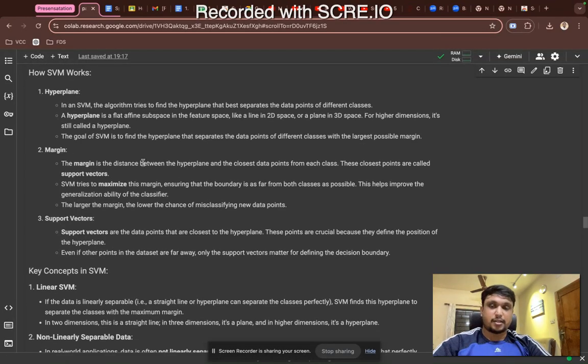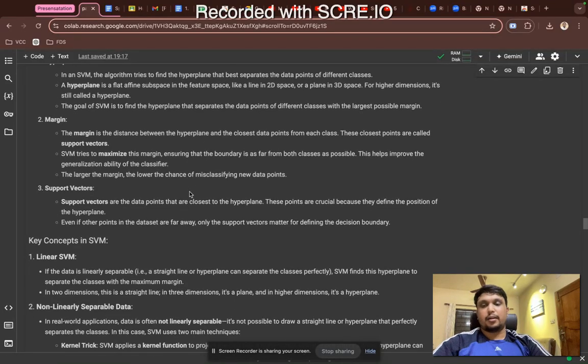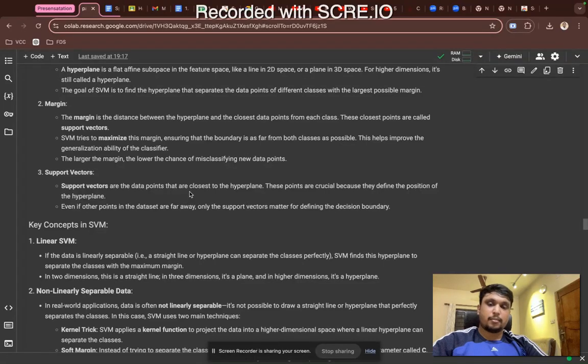Margin is represented as the distance between the hyperplane and the closest data point. A larger margin lowers the chances of misclassification of the data points.